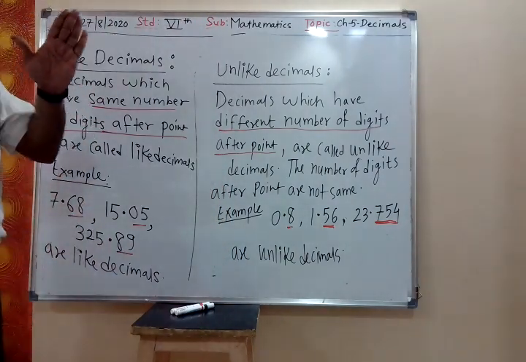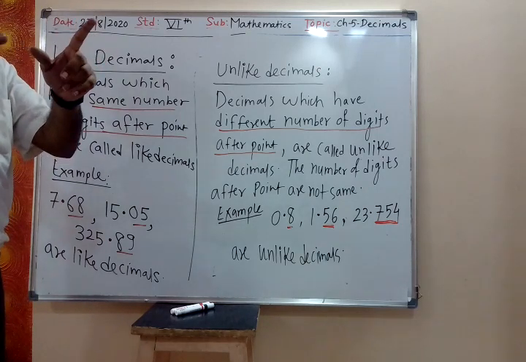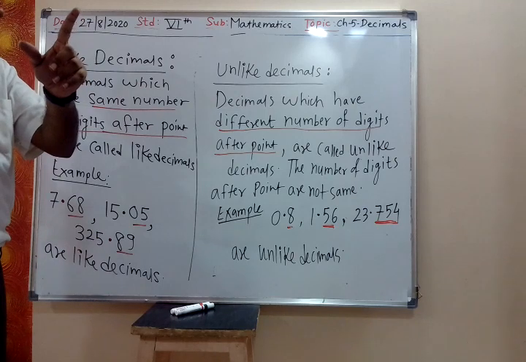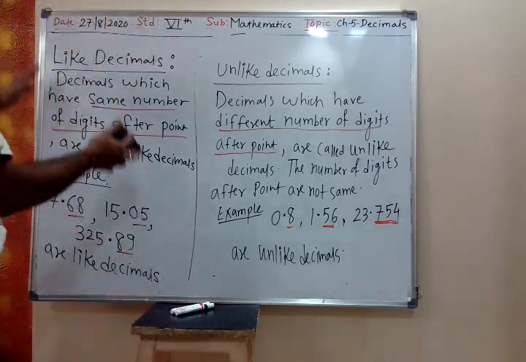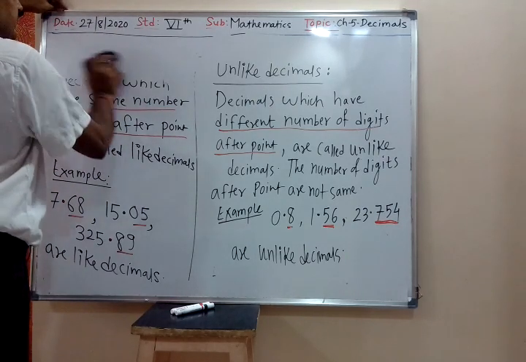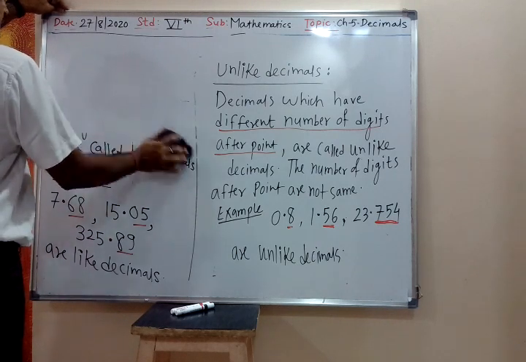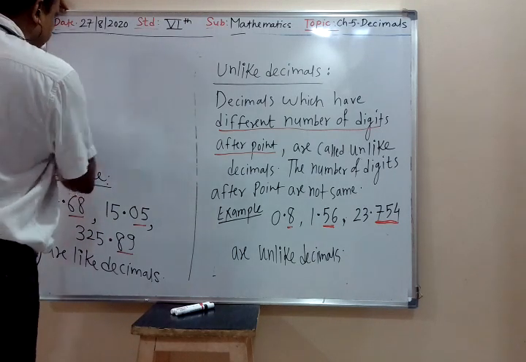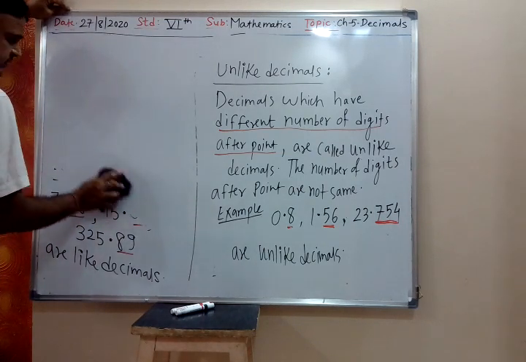See, we are talking about the number of digits. We are not talking about the same digit. So after the decimal there should be the same number of digits. The digit need not be the same. There should be the same number of digits.